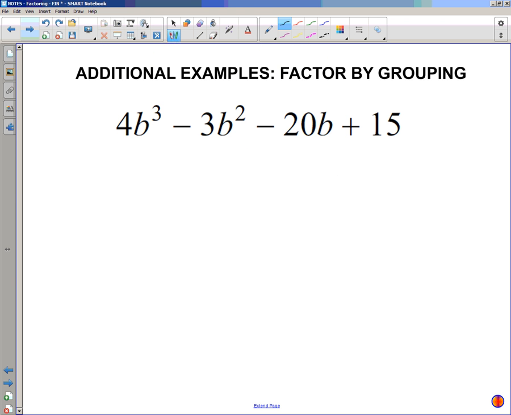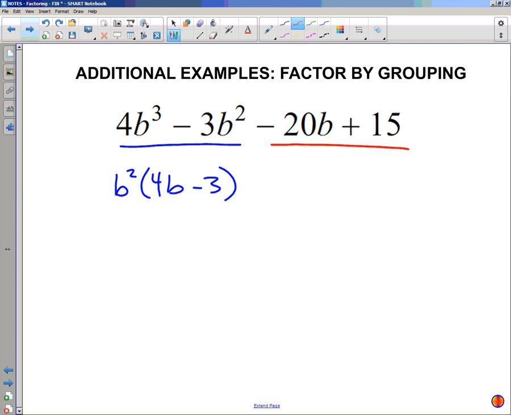All right, here's our last factoring by grouping example. Following the same steps as before, we'll take our first two terms, we'll factor out a GCF. Now, there's nothing that goes into both 4 and 3, but we can pull a b squared out of both of these terms. So that's going to leave behind a 4b minus 3 here.